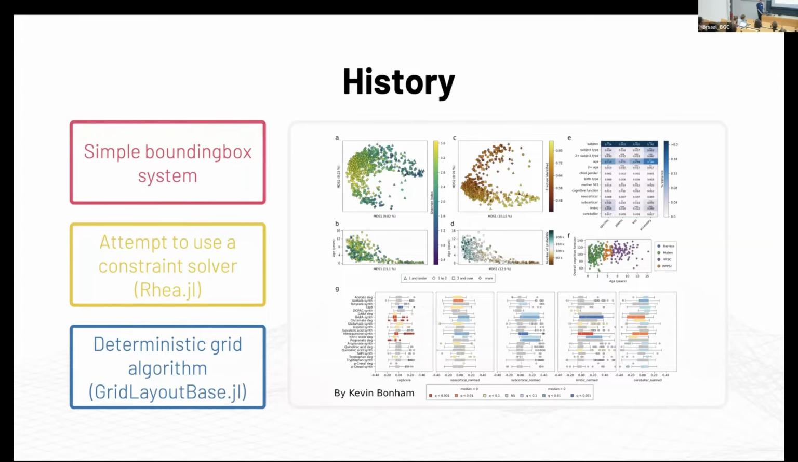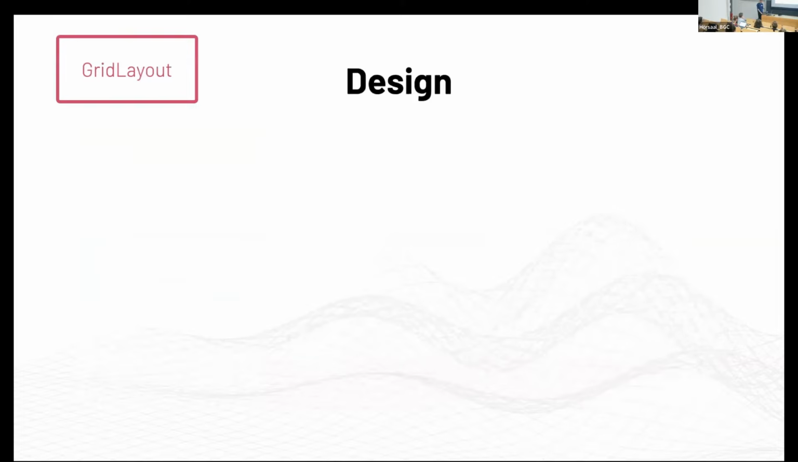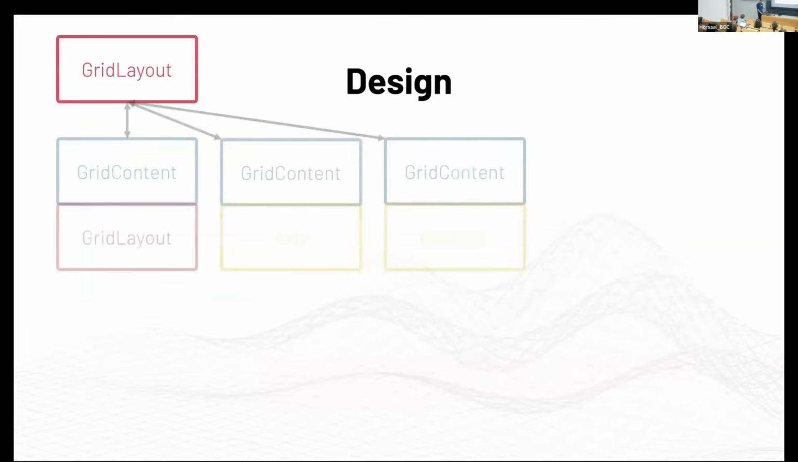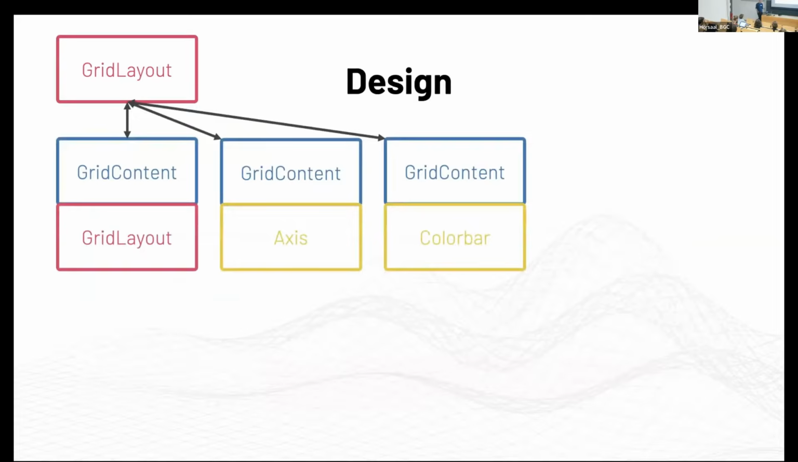Right, so let's go into how this thing works. The design revolves around this grid layout object, and it's hierarchically organized. A grid layout has a bunch of children, which are these grid content objects, and these grid content objects wrap whatever the real object is that participates in the layout. It's like type hiding: you put an object, like an axis or color bar, into the grid content, but for the sake of the grid layout, what the real object is doesn't matter. It just communicates a couple of metrics to the layout, which are used for solving.